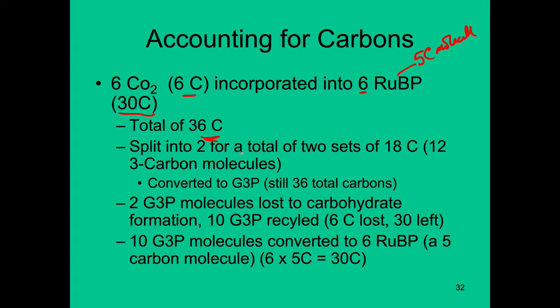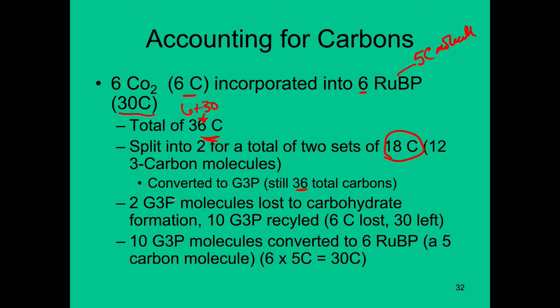I'm then going to split those into 2 for a total of 2 sets of 18, and I end up with 12 3-carbon molecules. I'm still at 36, right? 6 plus 30, that's my 36. Split into 2 for 2 sets of 18. 18 times 2 is still 36. 12 times 3 is also still 36. And this gets converted to G3P. We still have 36 total carbons.